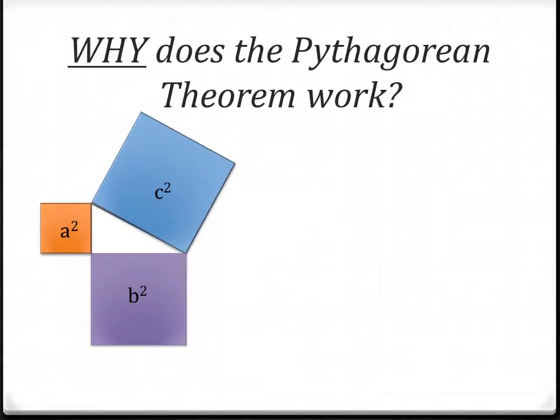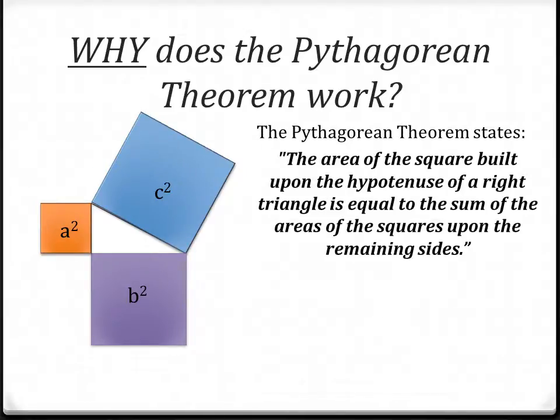So why does the Pythagorean theorem work? The Pythagorean theorem states that the area of the square built upon the hypotenuse of a right triangle is equal to the sum of the areas of the squares upon the remaining sides.